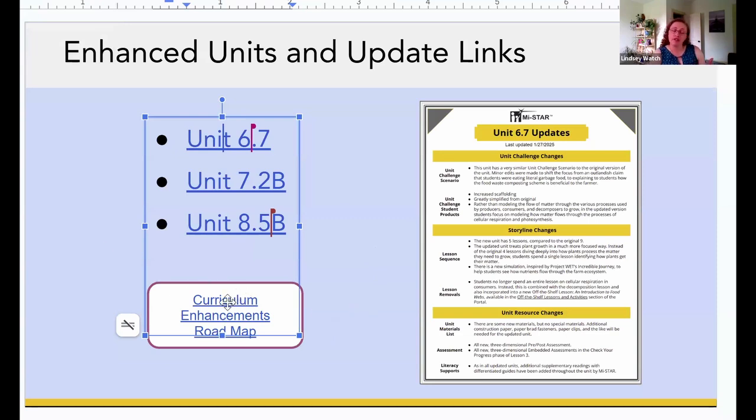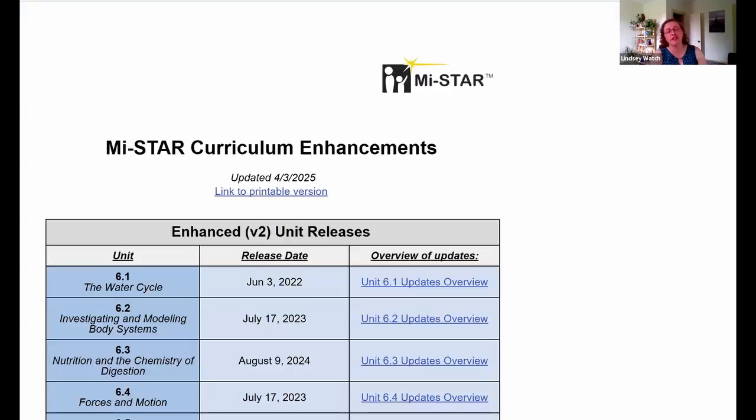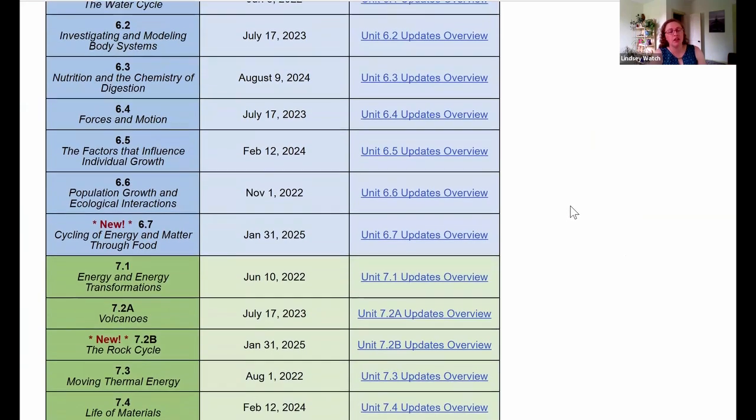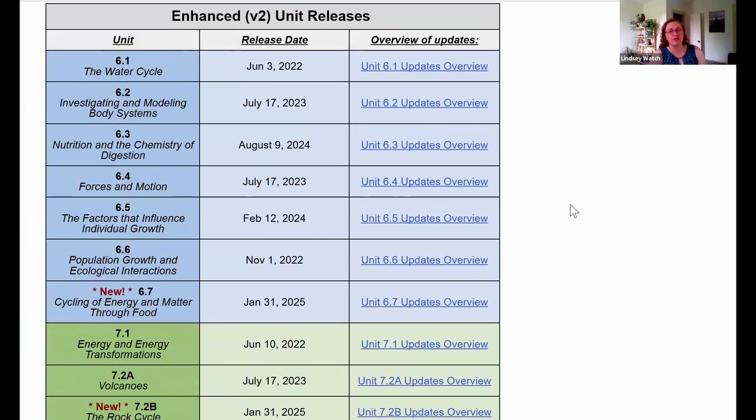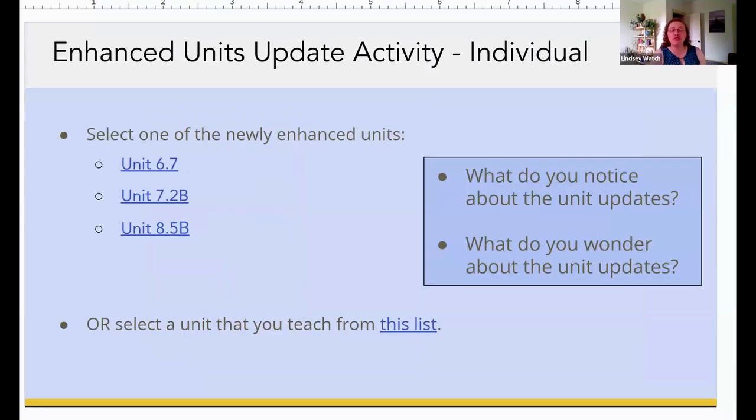If you're not interested in one of these 3 units, but you want information on a different unit, you can find that on our Curriculum Enhancements Roadmap document. It gives you the link to every unit updates overview for the whole curriculum. Right now we're going to give you a moment to look at one of those. You could look at one of the newest 3 that we just published, I think in January.